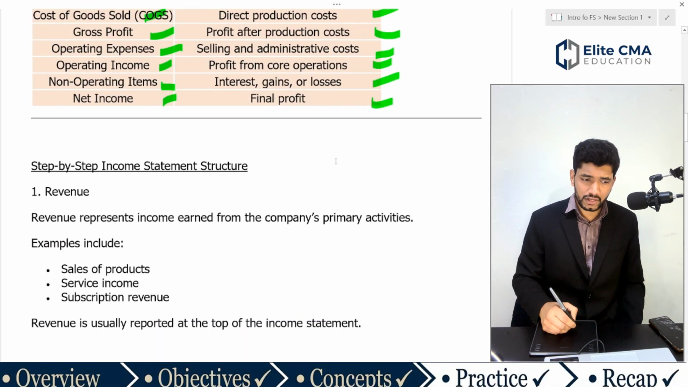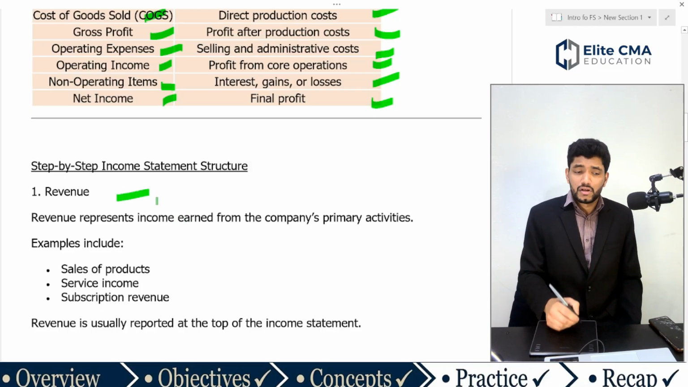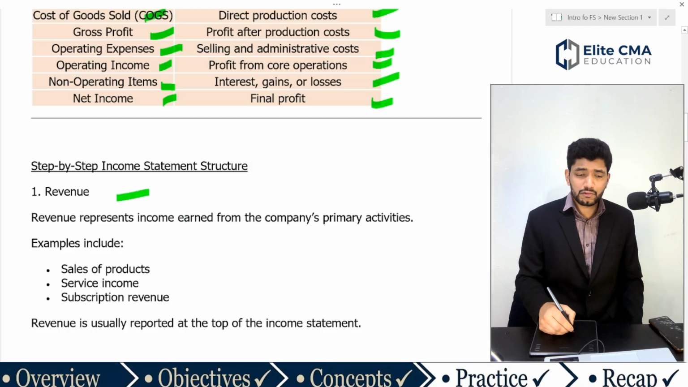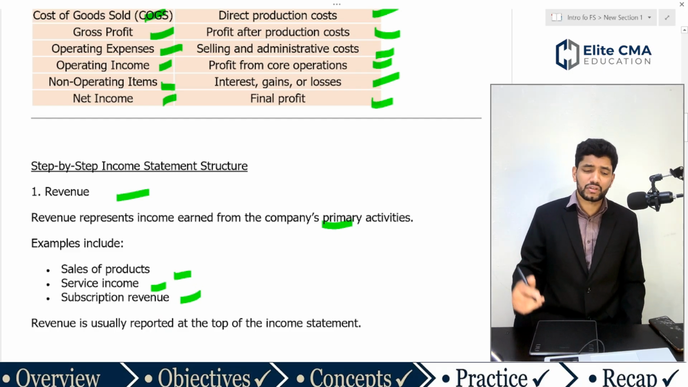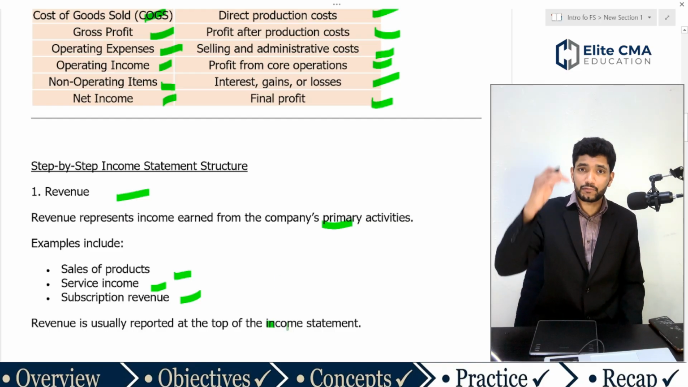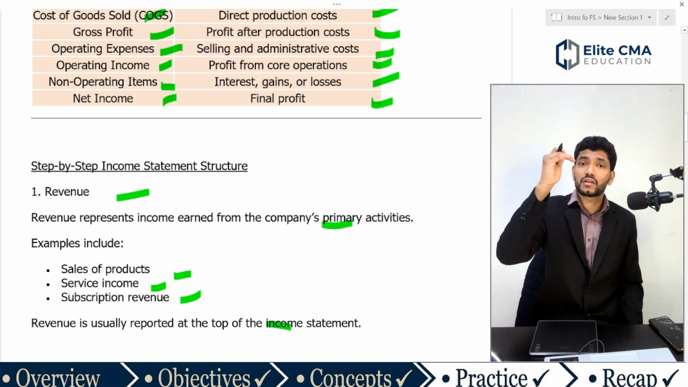So the first one is the revenue. Revenue represents the income earned from a company's primary activities. Examples include sale of product, service income, subscription revenue. Revenue is usually reported at the top of the income statement. The first line in the income statement is revenue.